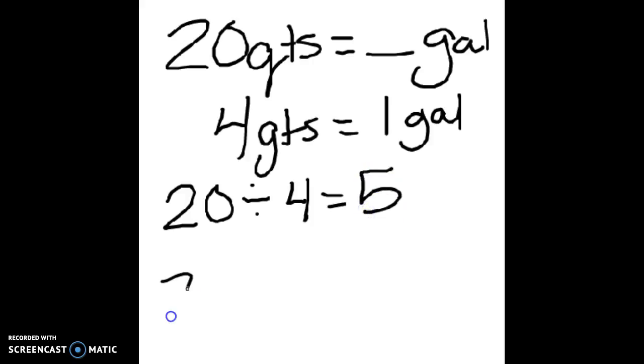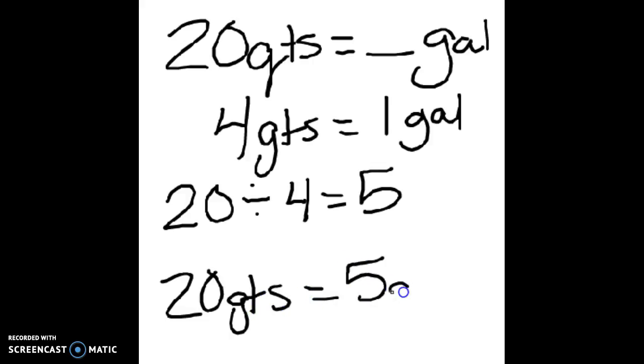So there are 20 quarts in 5 gallons. Again, if I wanted to check my answer and make sure it makes sense, quarts is my smallest unit of measure. So I should have more quarts than gallons. I have 20 quarts and only 5 gallons. Therefore, I could estimate or assume that my answer is correct and makes sense.